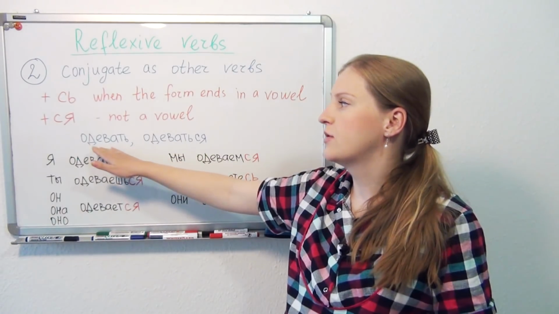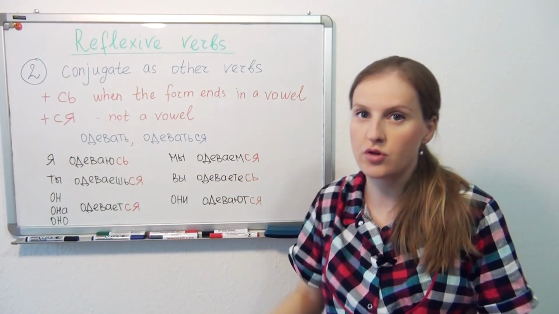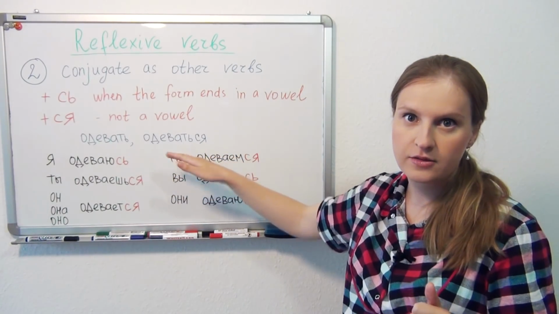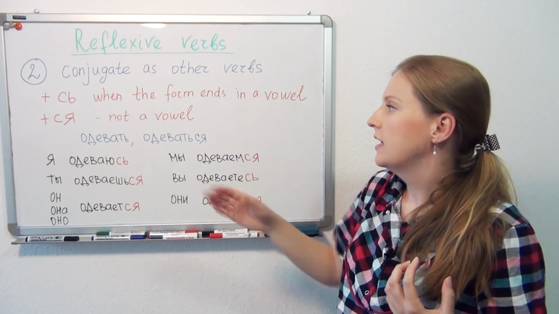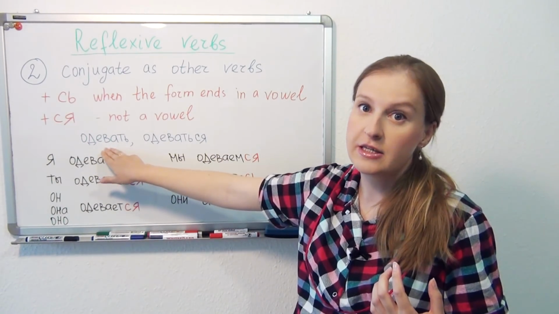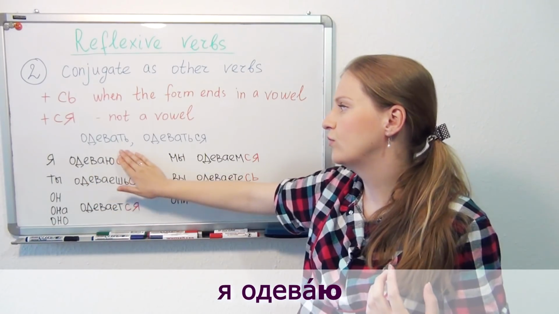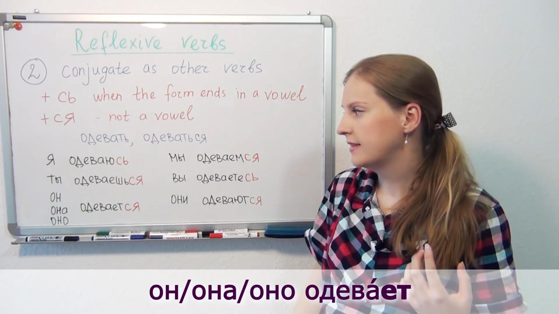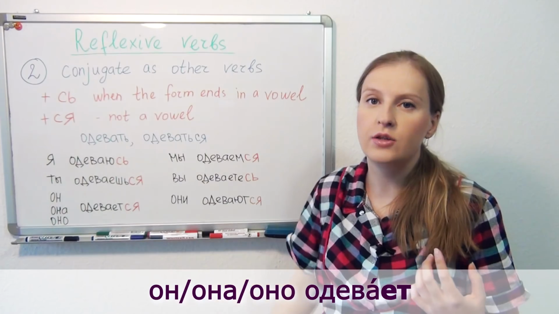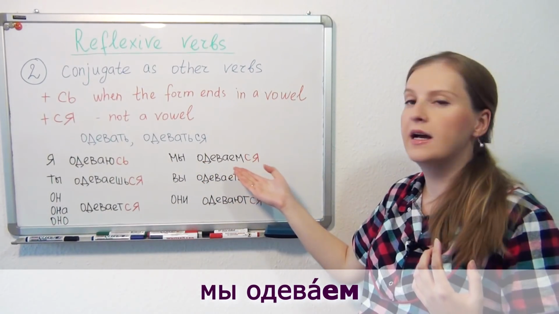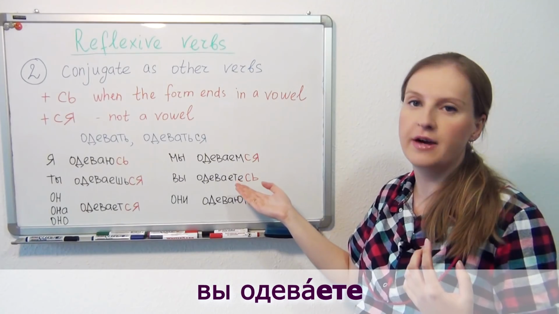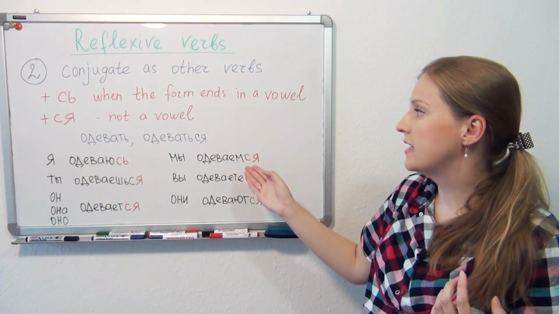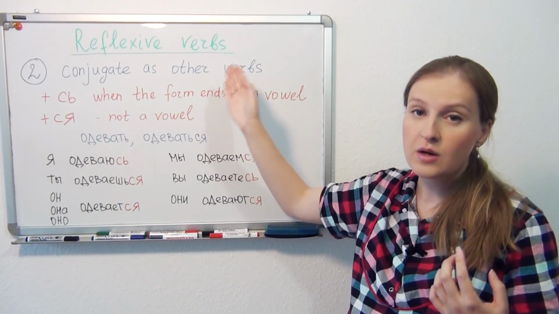Now, let's take a look at two verbs. Одевать, it's a usual verb, to dress somebody. And одеваться, to dress yourself. First, let's conjugate одевать in present. Я одеваю. Ты одеваешь. Он одевает. Она одевает. Оно одевает. Мы одеваем. Вы одеваете. Они одевают.